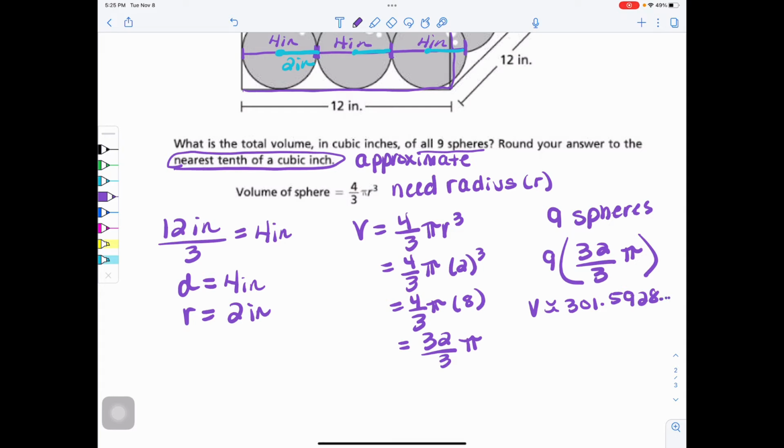But remember, they wanted the volume to the nearest tenth. So that's this place. We look next to it. 9 is definitely 5 or larger, so that's going to bump our 5 up to a 6. So now we know that the volume of those spheres is approximately 301.6. The units were inches, and since it's volume, it should be cubed. So there's our first real-world problem.